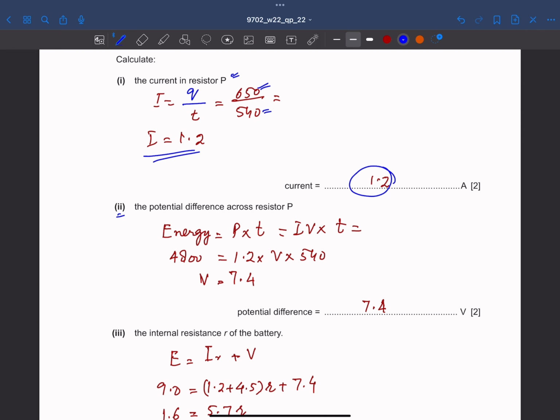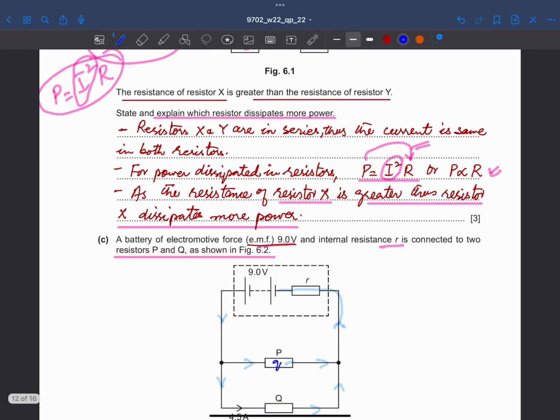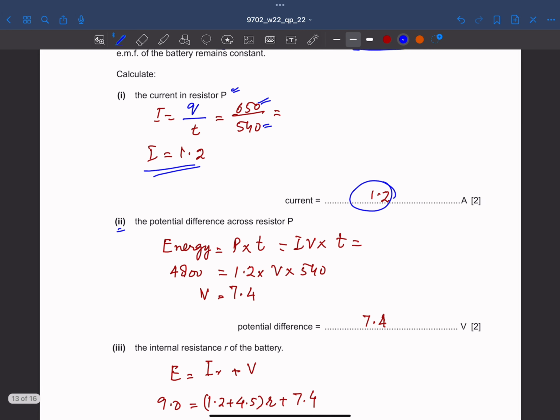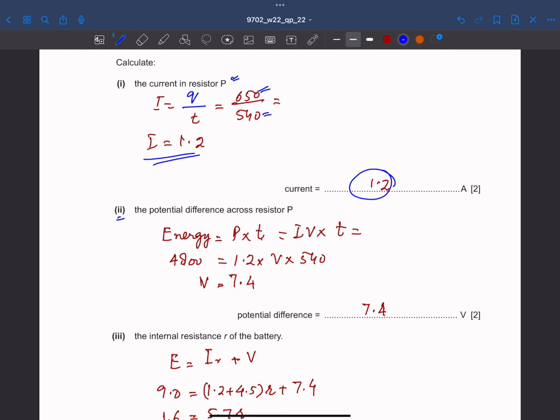And then 2, the potential difference across resistor P. So when you need to calculate the potential difference across P, energy is equal to P into T. Remember, this is again a very simple formula. And when you have the current and the power, you can write it in this way: I into V into T. Power is I into V, and of course T is here. So all these values now you have. Energy is given. The current you have just calculated. You need to calculate V, and the time is already given.